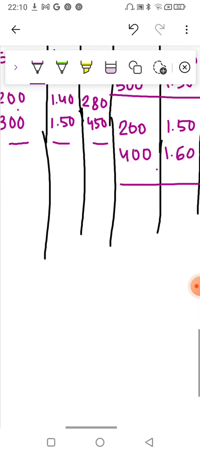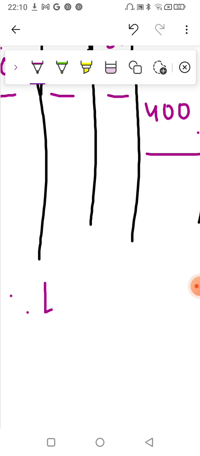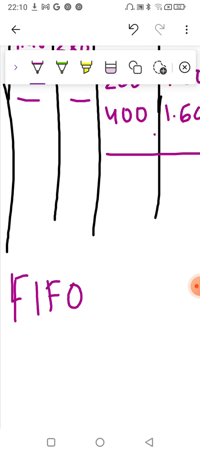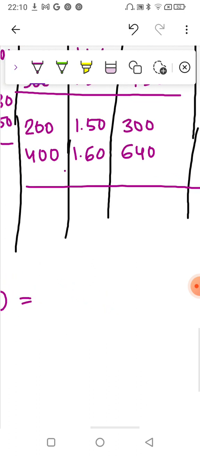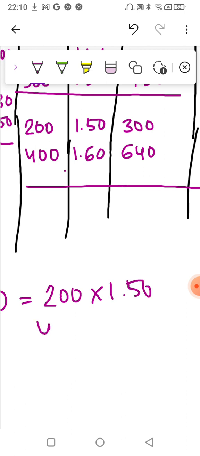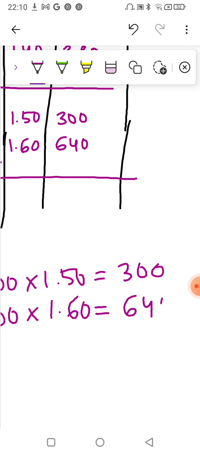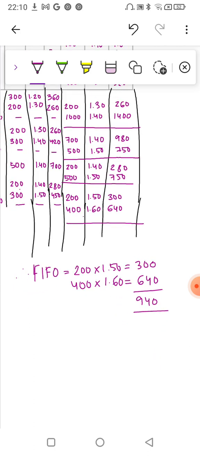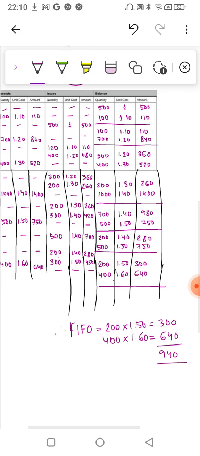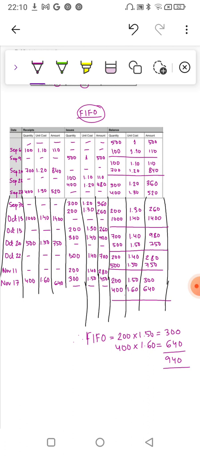Now, if we are asked to value the inventory under the first in, first out system, that is FIFO, then we are going to write it down as 200 units at 1.50 and 400 units at 1.60 per unit cost. If we multiply it, we will get 300 here and 640 here. Add it, we get 940. So this will be the answer for the inventory valuation under FIFO.